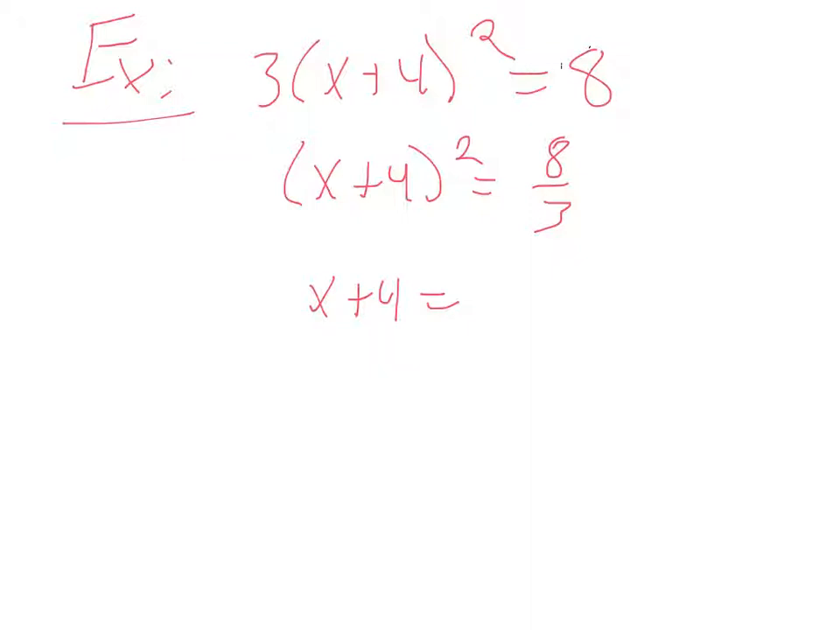Both, because we know a quadratic should have two solutions, right? And that's where the plus or minus comes from in the quadratic formula. So plus or minus the square root of 8 over 3. And the last thing we can do is just subtract the 4 from both sides.